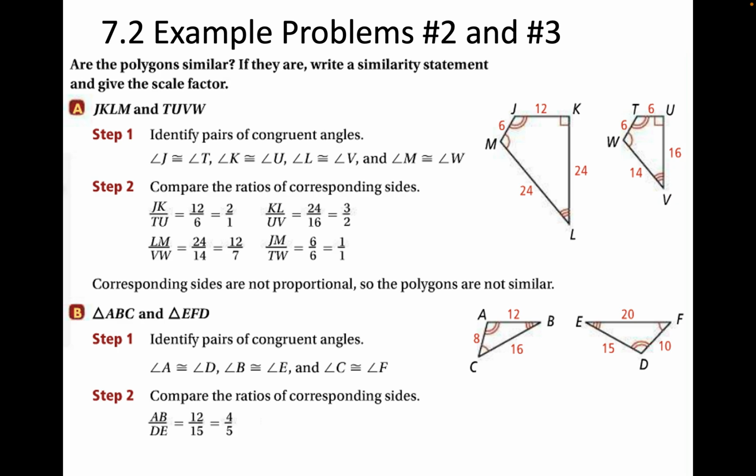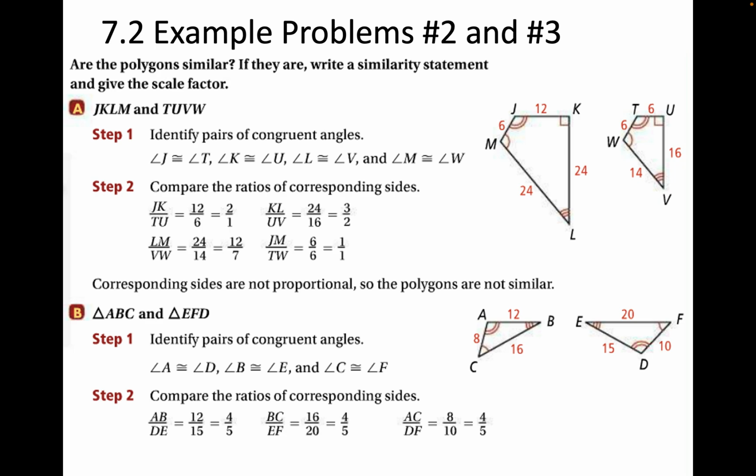So when we do that, we see the ratio of AB to DE is 12 to 15, or 4/5. The ratio, the one on the left, is 80% as big, or 4/5 as big. The ratio of BC to EF is 16 to 20, and when I simplify that, that is also 4/5, or 80% as big. And the final set of sides, AC to DF, is 8 to 10, which also simplifies into 4/5.